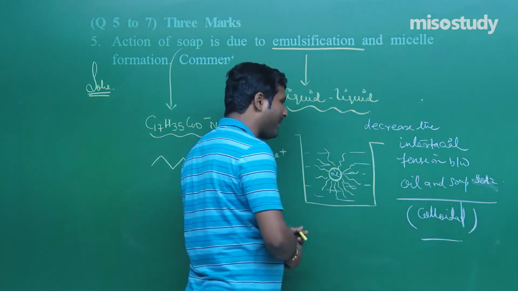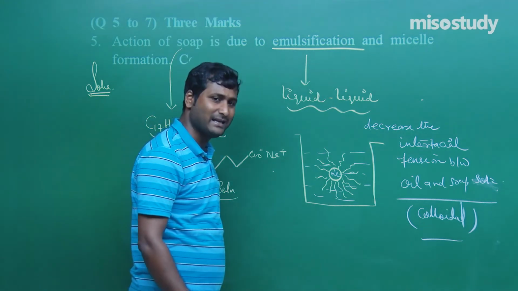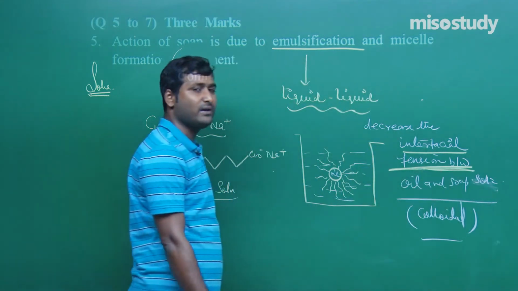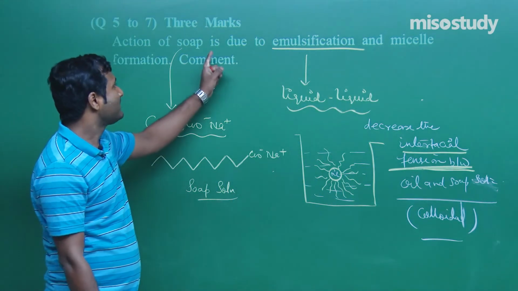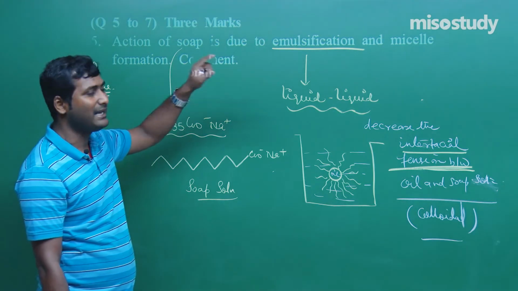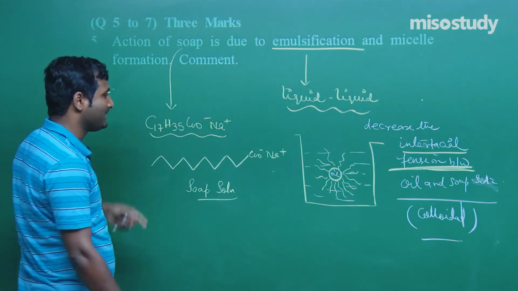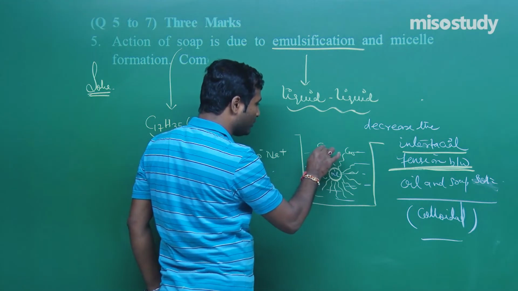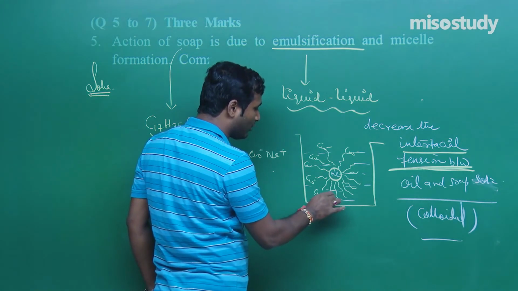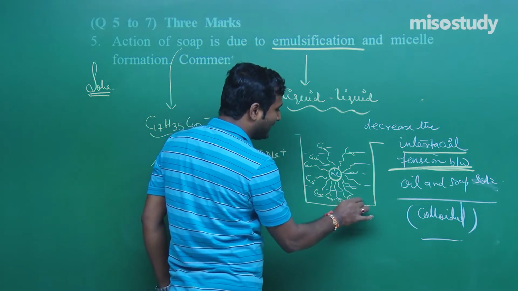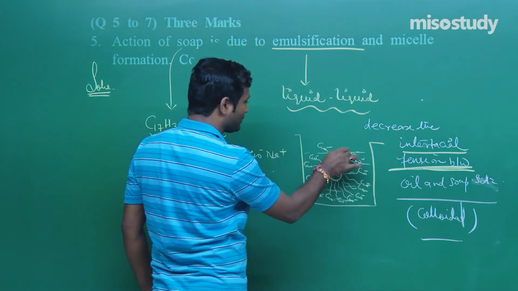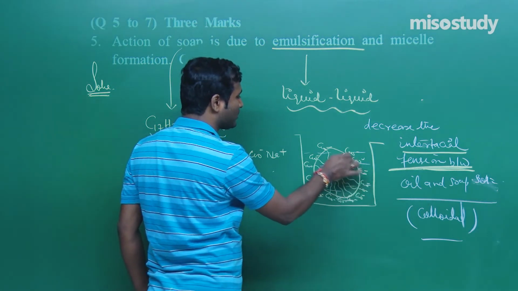Clear? So here soap acts as an emulsifying agent, and it decreases the interfacial tension. Emulsification takes place, and there is an aggregation, or you can say an association, of the molecules. This is also an example of an associated colloid, and it comes into existence via micelle formation. This is the micelle, that is the cleansing action of soap.